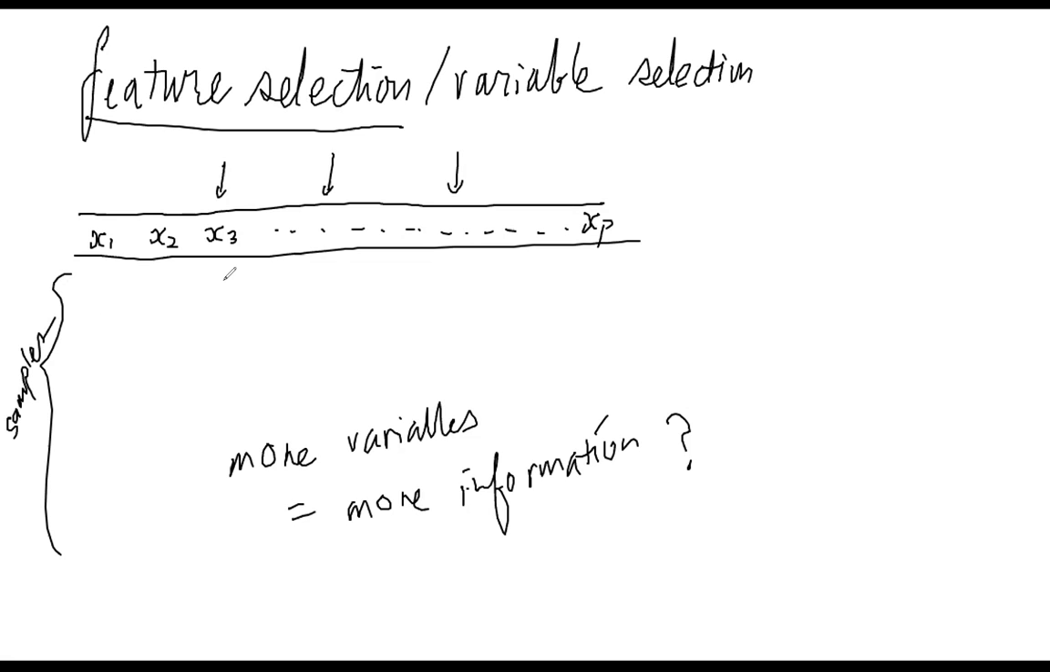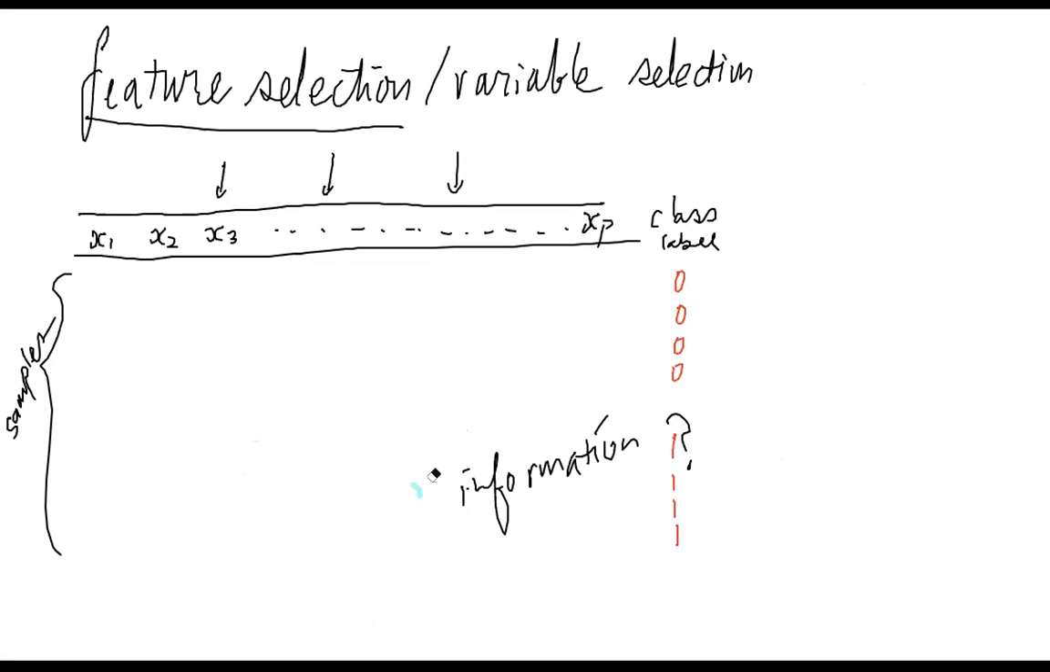So, for example, the classic example would be you maybe have a class label here. How do we do this selection? I'm going to start with a simple example. So you have a class label. Let's say these are all zeros. The others are all 1. So let me erase this.